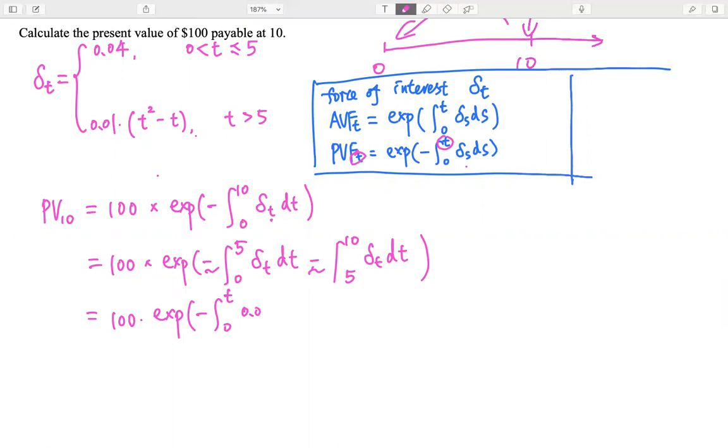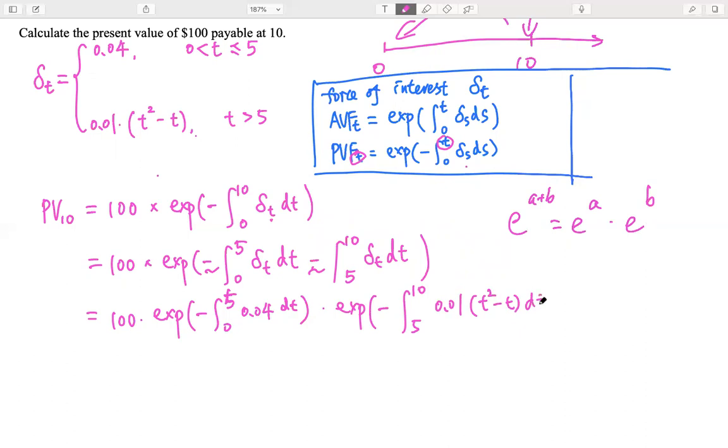In this case, it's 0.04 over 0 to 5. It becomes a product, because e to the a plus b equals e to the a times e to the b, except that here it is negative a, negative b. So I will separate them, because they take different forms. The first exponential is very easy because it's a constant, so you take it out. It is nothing but 5 times 0.04, so 0.2. The second one takes a little extra effort.